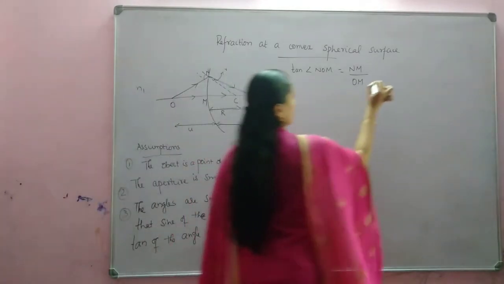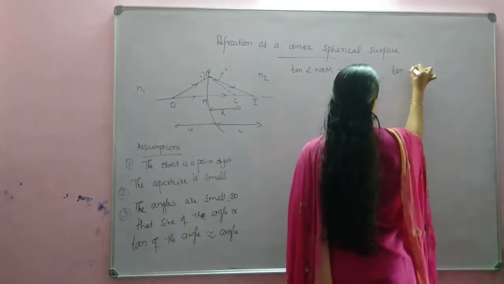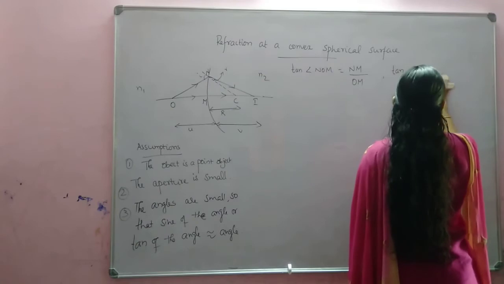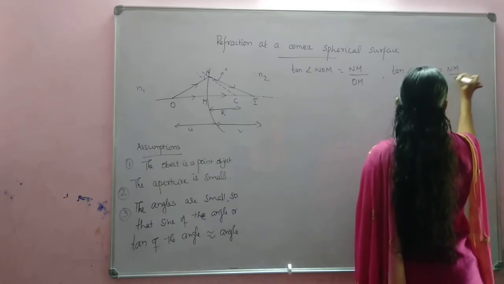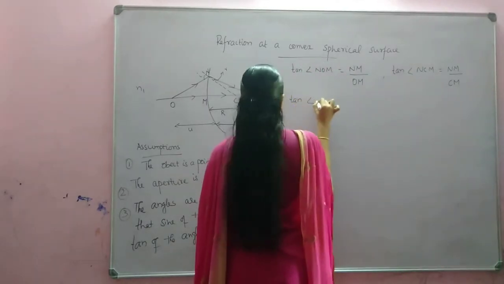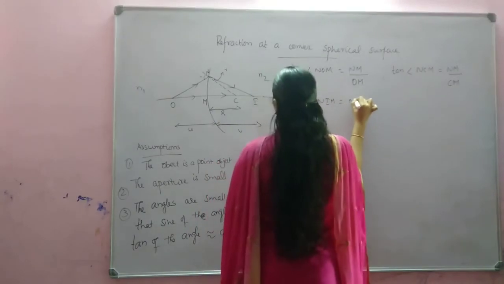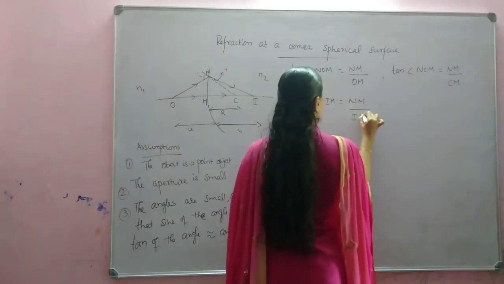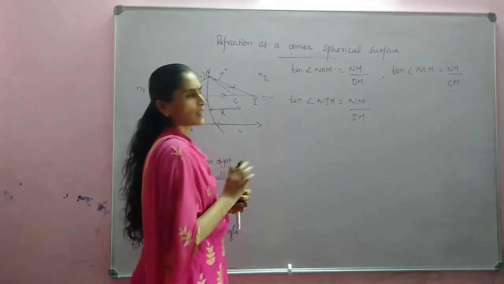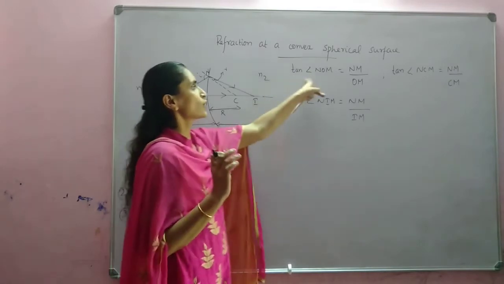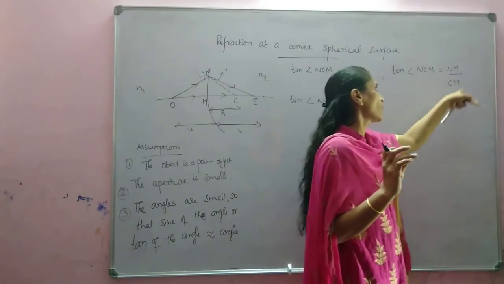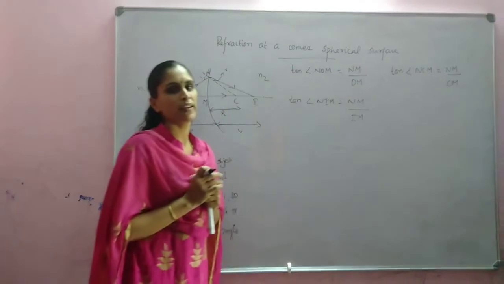Similarly, tan NCM is equal to NM by CM, and tan NIM can be written as NM by IM. Now, for small angles tan theta is approximately equal to theta. So instead of tan NOM we can write angle NOM equal to NM by OM, angle NCM equal to NM by CM, and angle NIM equal to NM by IM.